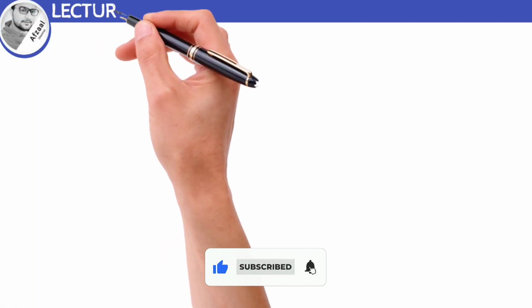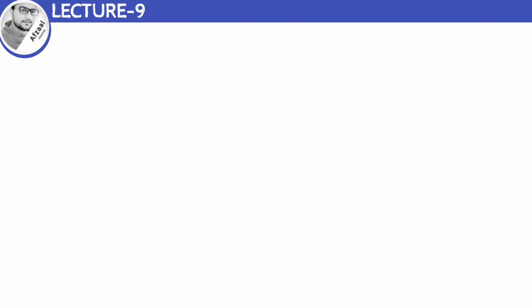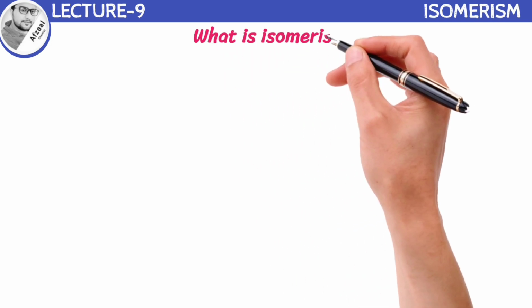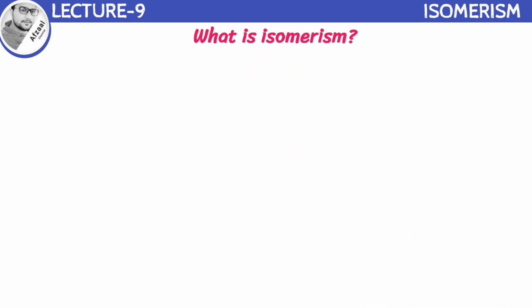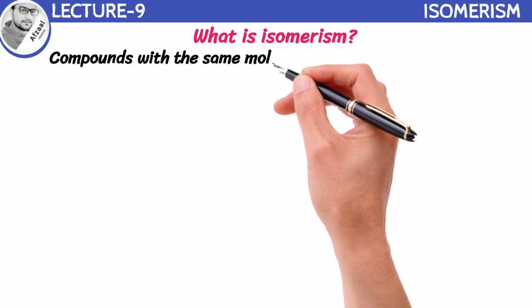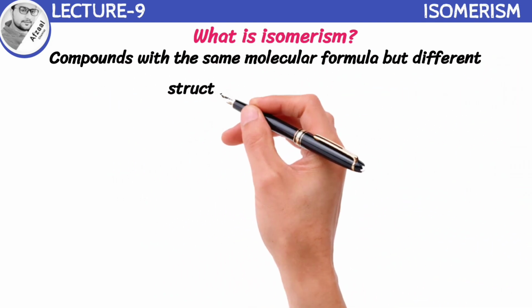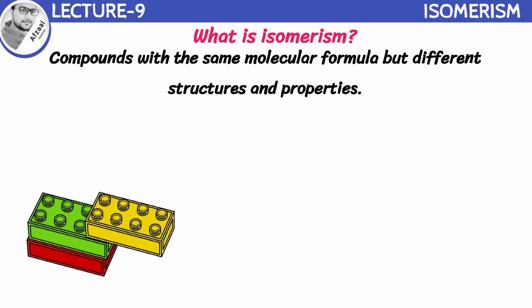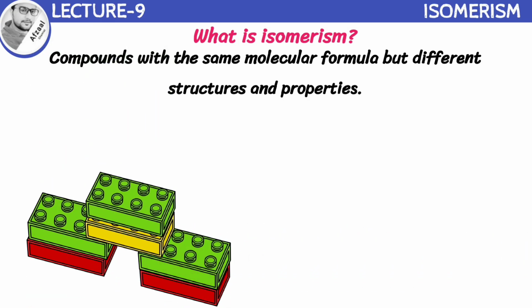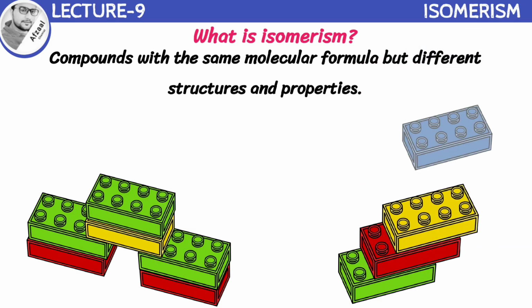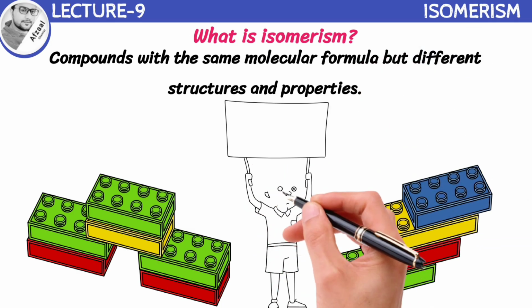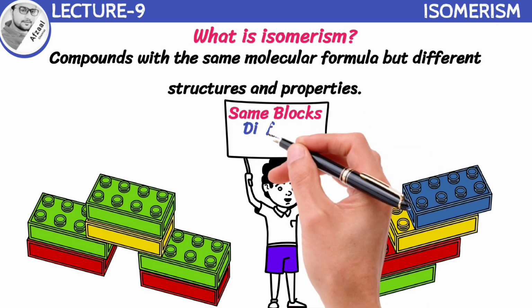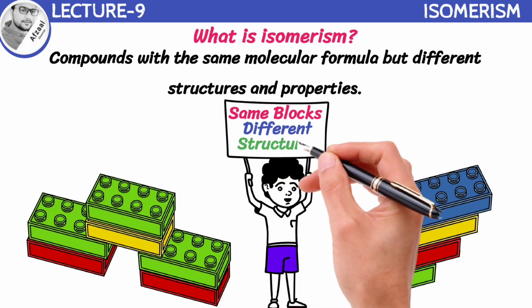In this fully animated lecture, you will learn about a very basic concept of organic chemistry, isomerism. So, what is isomerism? Well, it's all about compounds with the same molecular formula, but different structures and properties. It's like playing with building blocks. Imagine you have a set of building blocks, and you can arrange them in different ways to create different structures. So, these are the same blocks, but they give different structures.